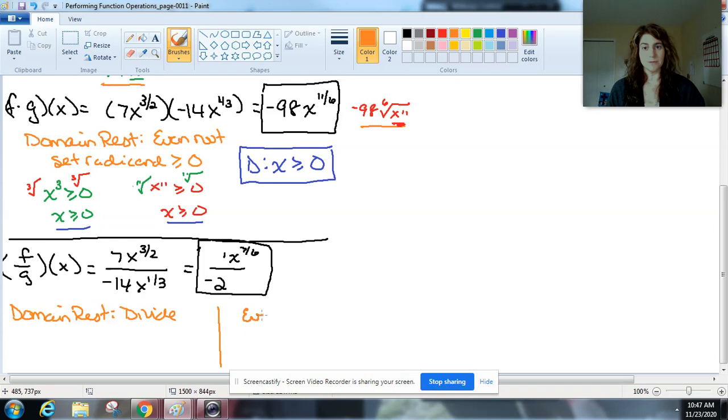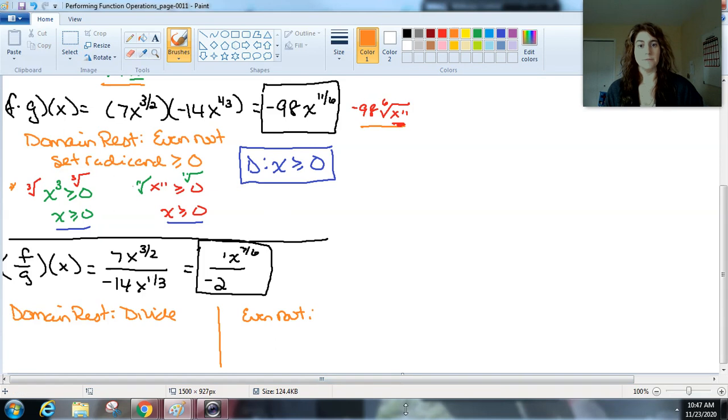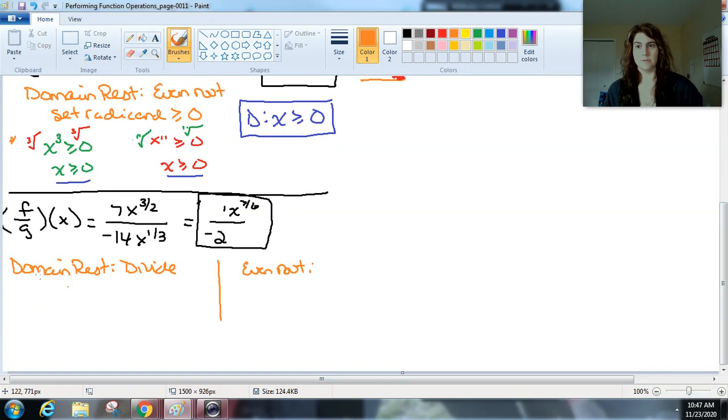And I have the domain restriction of the even root, because this original even root didn't go away. It's still going to be there when I divide. So let's talk about our division. With the division, you are going to set your divisor, actually not equal to 0, because we want to know where it's not going to be 0. So our divisor in this problem is our denominator. So negative 14x to the 1/3 cannot equal 0.